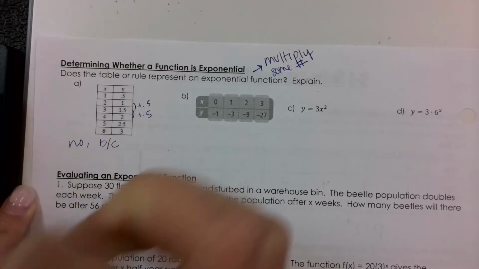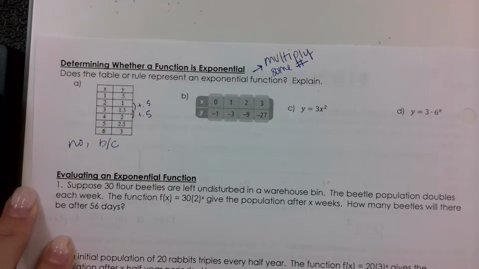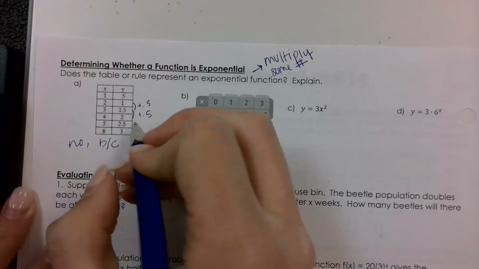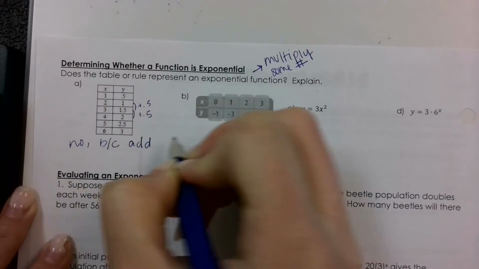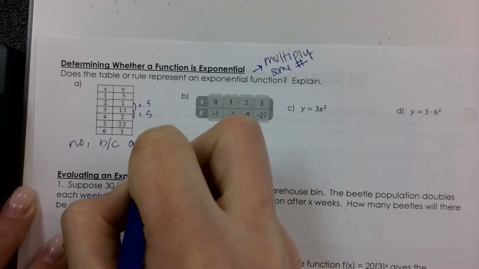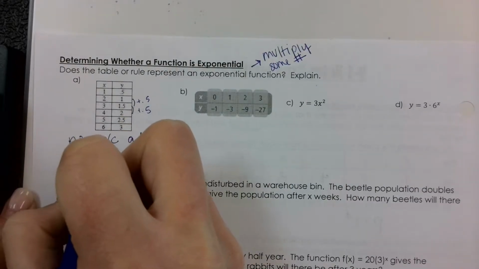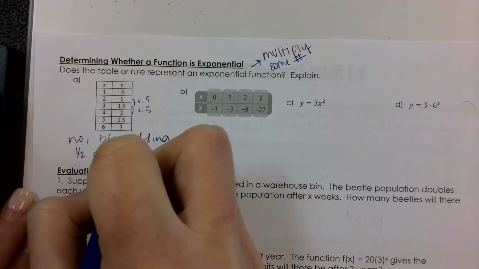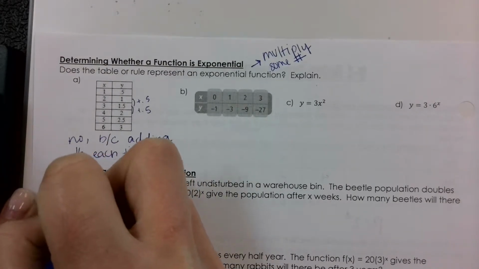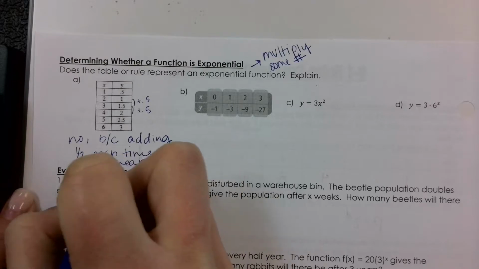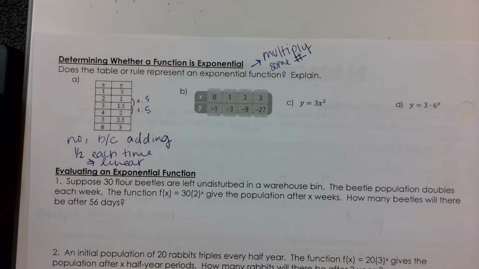Do you remember what type of function adds something each time, or goes up by the same amount each time? An L. Yep, it's linear. So if it's adding some number each time, that's going to be linear. So this would actually be a linear function. So when we plot those points, it's going to make a line. You could write it like y equals mx plus b.